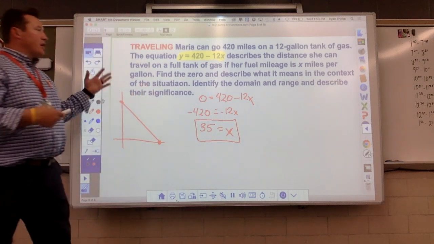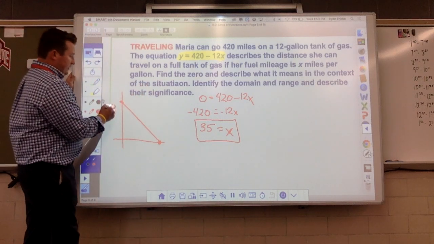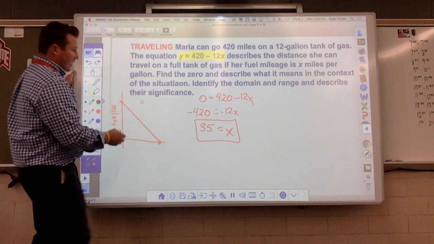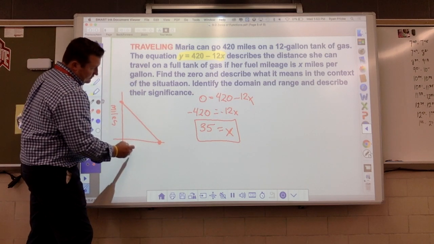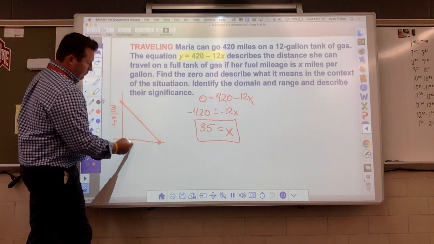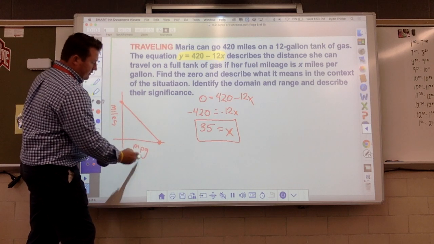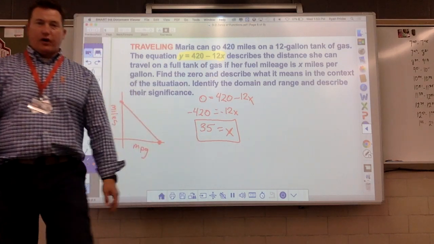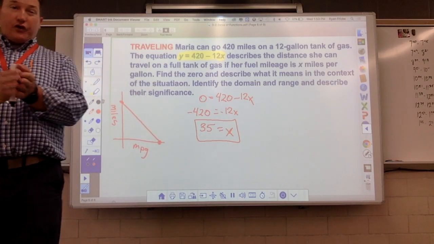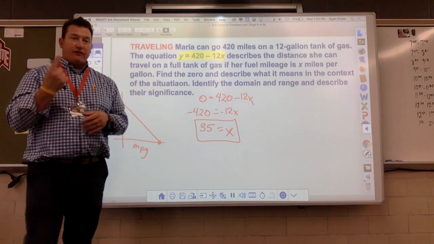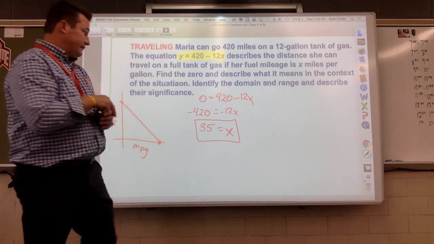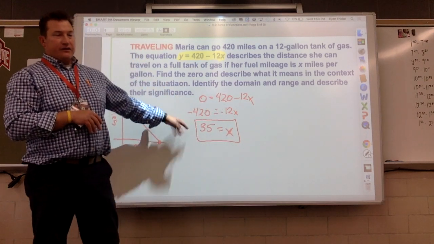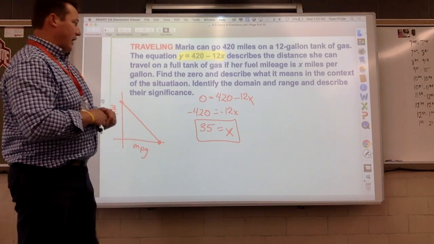And think about our two variables. This is miles that we've got here. This is our miles per gallon. So what does this mean in the context of the problem? That means our car goes 35 miles for every, you named it, 1 gallon. We know we have 12 gallons in our car, and in total we went 420 miles.